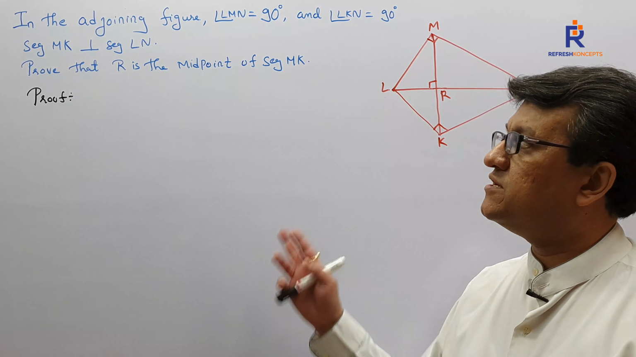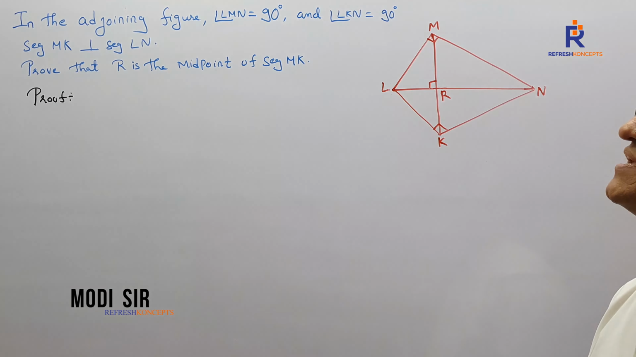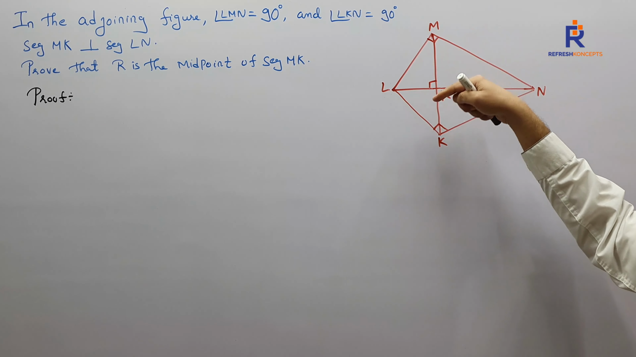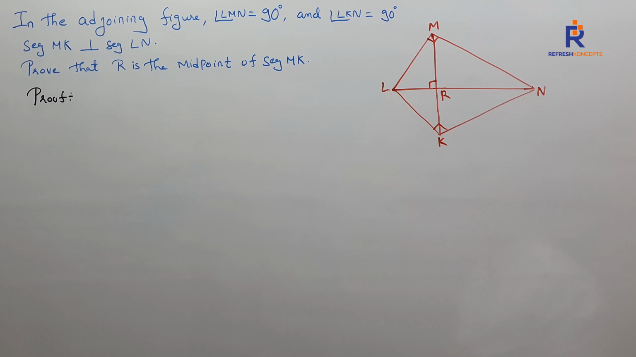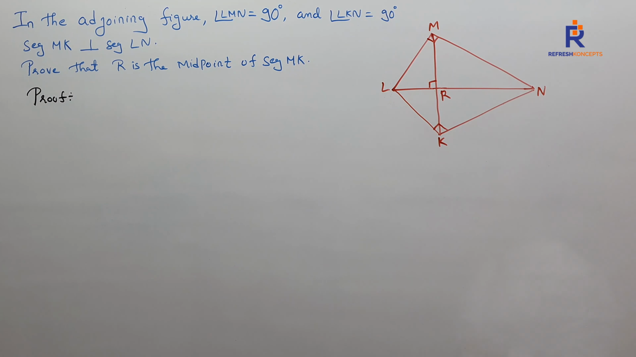Children, let's see what this one is trying to say. Quite interesting, very interesting. In the adjoining figure, angle LMN is 90 degrees. Angle LKN is also 90 degrees. MK is perpendicular to LN at point R. Prove that R is the midpoint of MK, and not LN, mind you, MK.